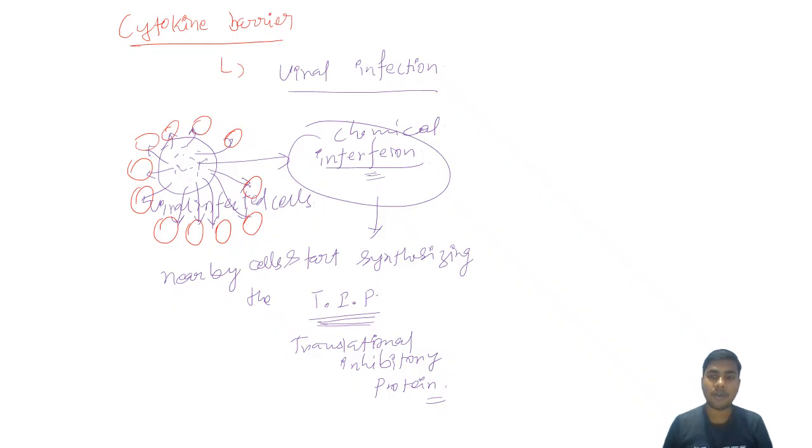So this is the overall mechanism for the innate immune system that we have gone through so far: the physical barrier, the physiological barrier, the cellular barrier, and the cytokine barrier. So this is the basic mechanism of action for the innate immune response, or innate immunity.